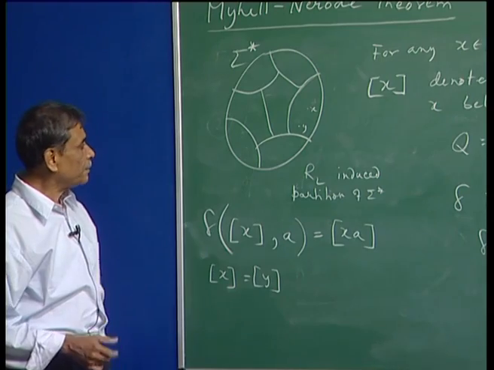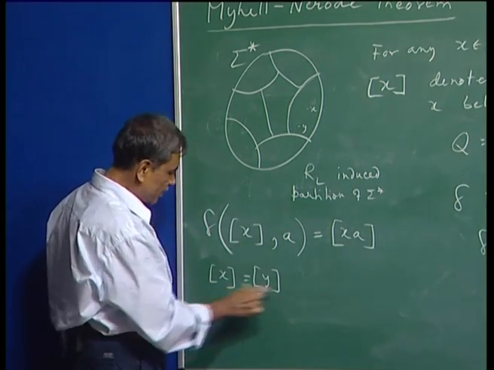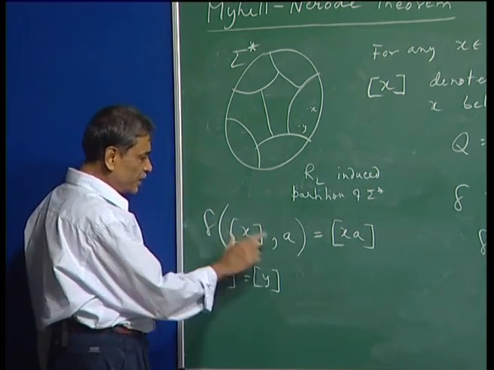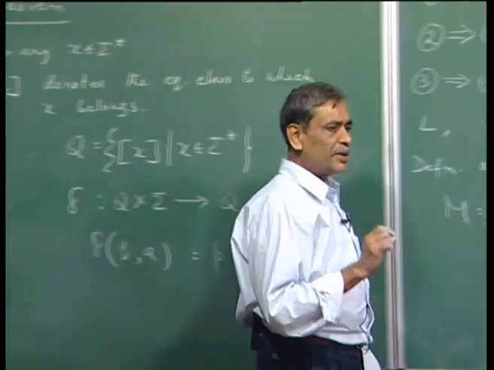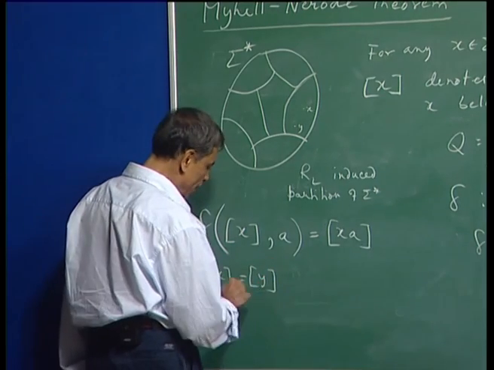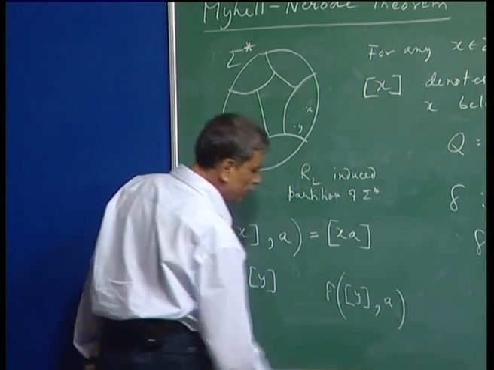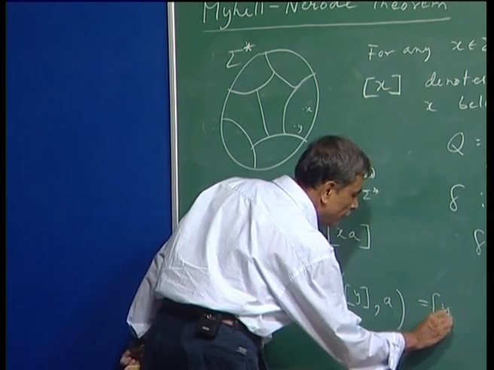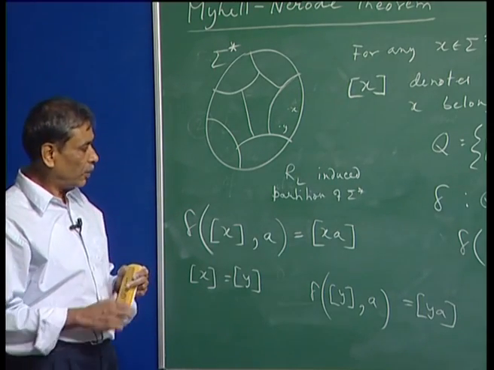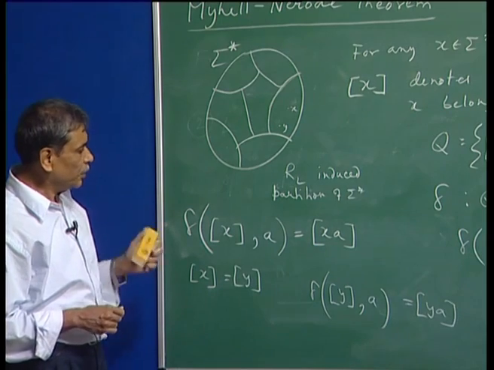The natural question therefore is that since the state is the same, whether you represented it as this or this, because this is the same equivalence class, for this definition to be well defined, it must be the case that if I had taken some other representative for the class, let us say y in this case, delta of y and then a, by this definition I will get ya. They must be the same, xa and ya must be the same. Only then is this definition meaningful, otherwise it is meaningless, right? As it turns out, that will be the case.